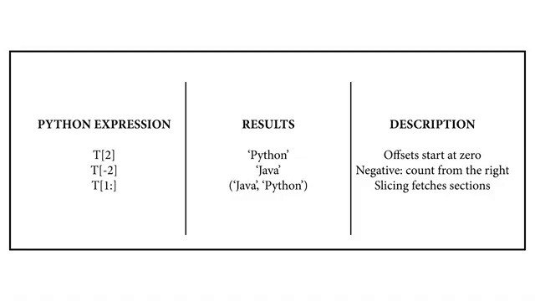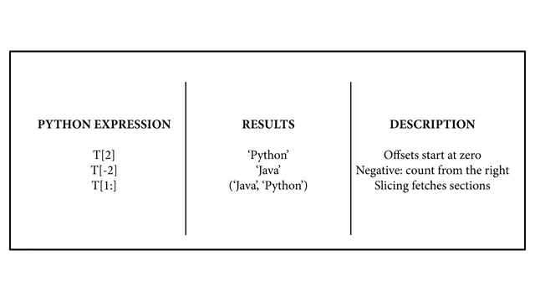So let's say our Python expression is T[2]. The result must be Python because Python is the third element inside the tuple that I've shown earlier. And the description says that offsets start at 0. So like the string, the elements start from the number 0 and so on. Let's say we input T[-2]. The result must be Java, since negative means count from the right. So we're going to start from Python, then -2, which is Java, so that's why the result is Java.